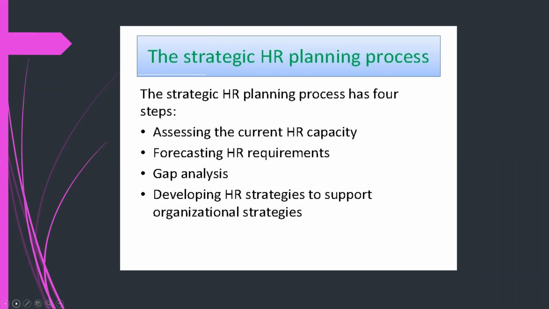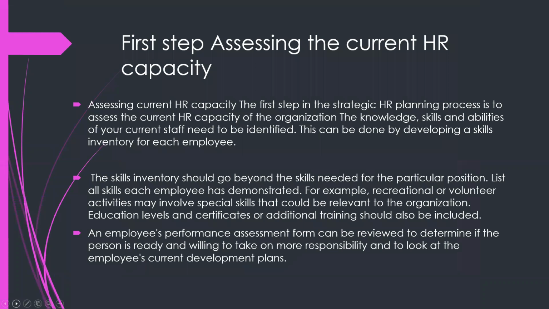Basically, it involves four steps. The first step is assessing the current human resource capacity. Second is forecasting human resource requirements, followed by gap analysis. And the last step is developing human resource strategies to support organizational strategies. So let's understand the first step of human resource planning. In SHRM, the first step is about assessing current human resource capacity.